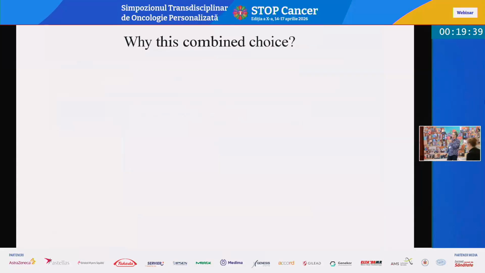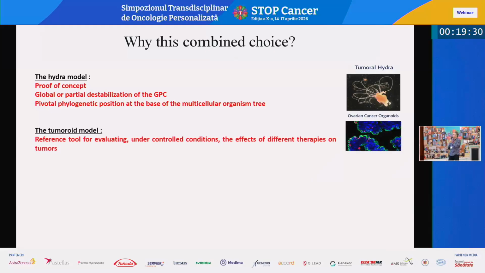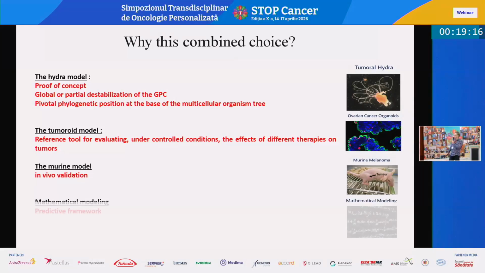So why this choice? First, hydra, as we will see just after, is a very interesting model system for the proof of concept. The tumoroid models, as you know, are a very interesting tool to evaluate the efficiency of different therapies in control conditions. So why not GPC-based therapy? We need, of course, an in vivo validation for that, and we need also to develop a predictive framework.